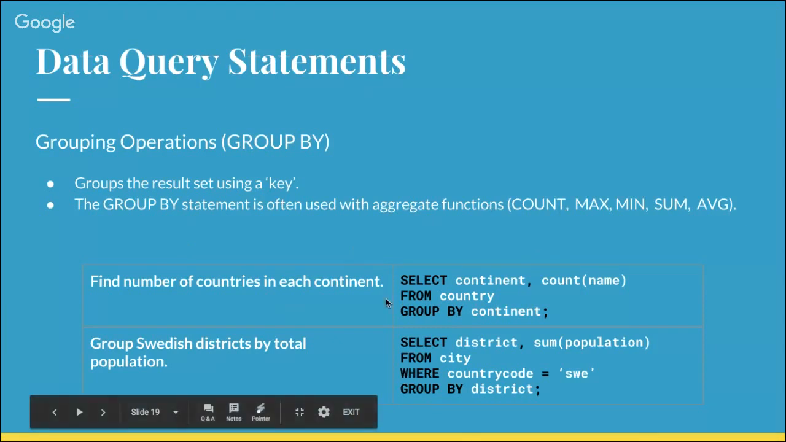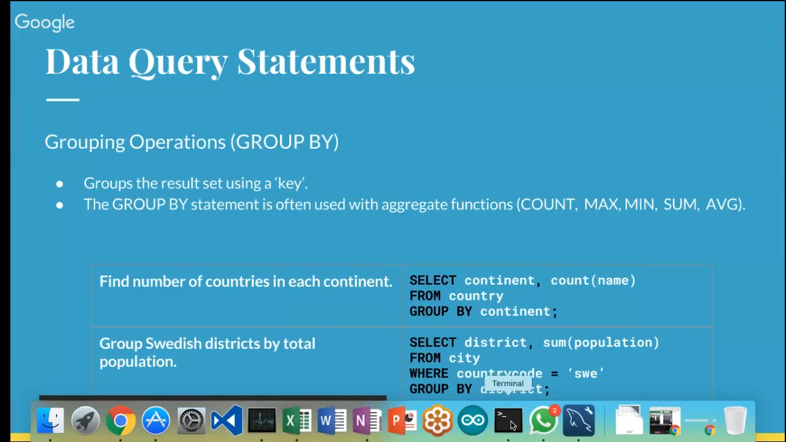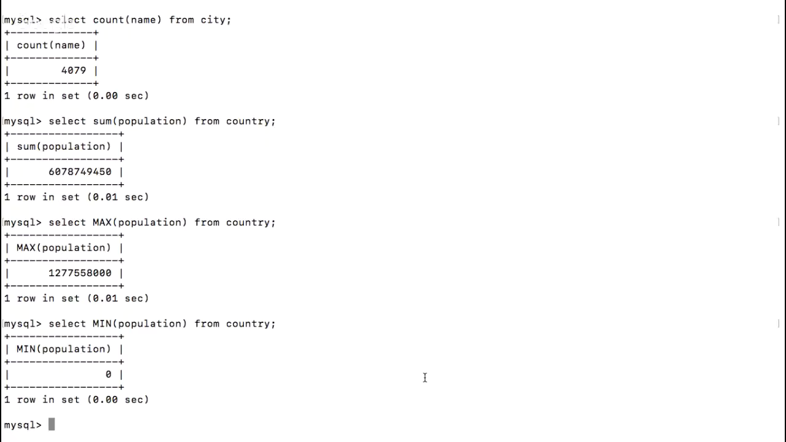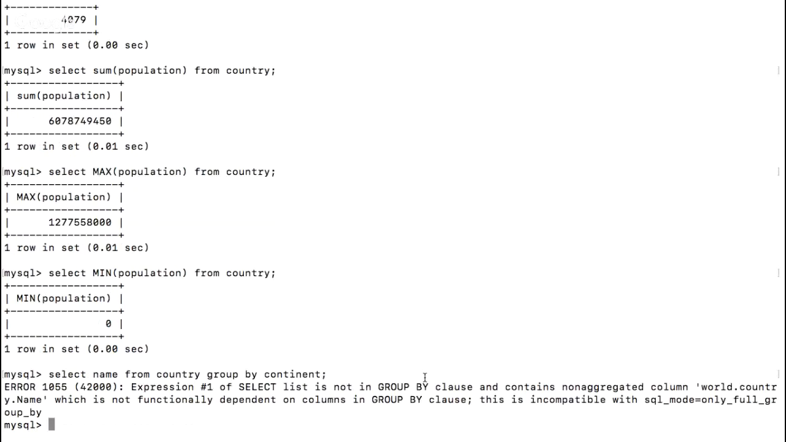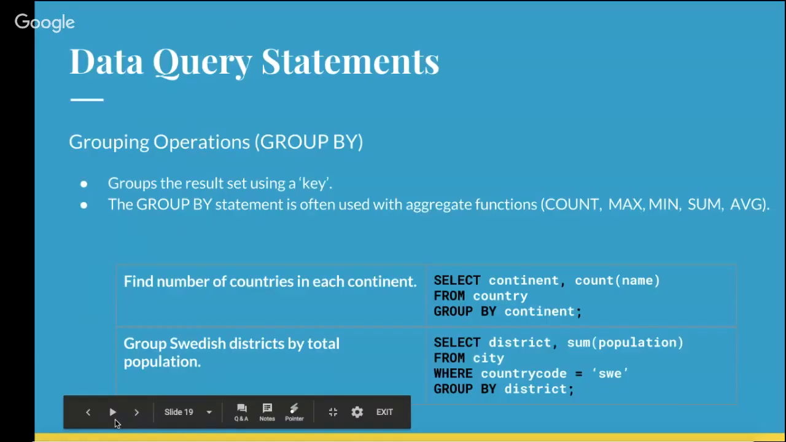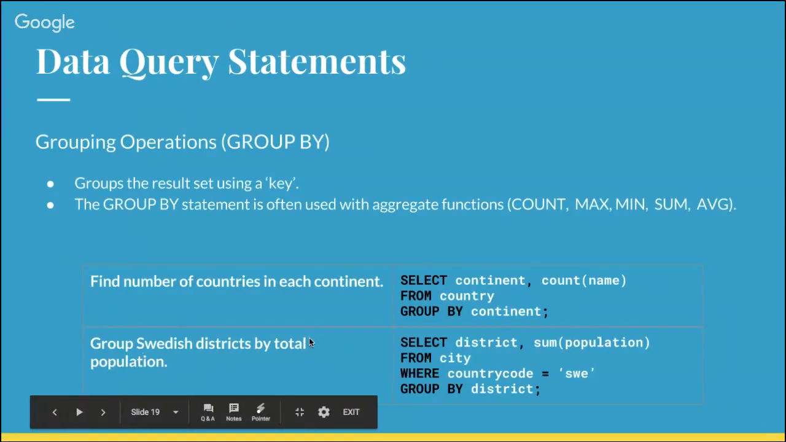So as an example, in the previous one, let's say select name from country, and then we'll group them by continent. Okay, so there we go.